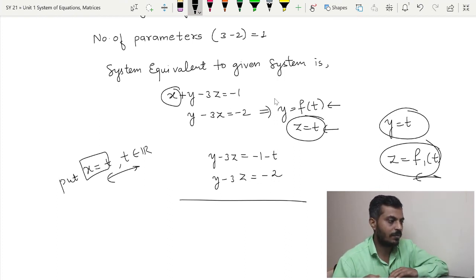If we use the parameter for z, you can see that fractions are not coming, but if I use the parameter for y, then there will be certain fractions.